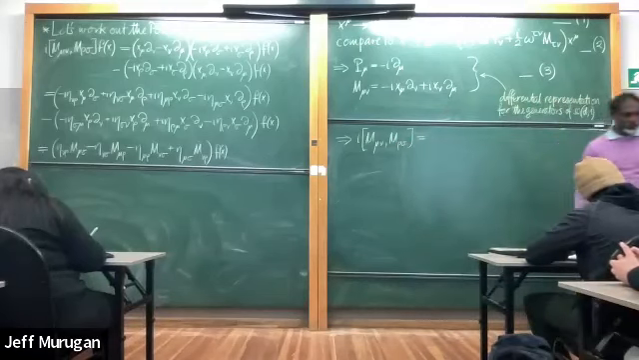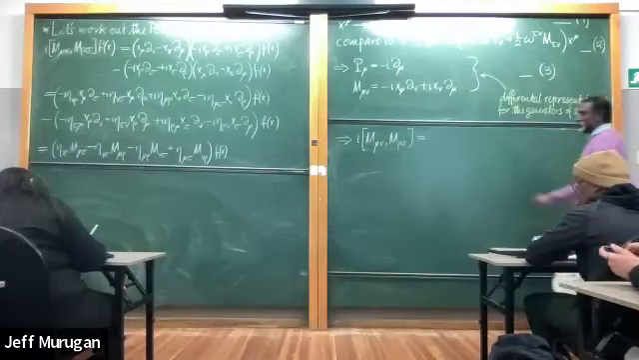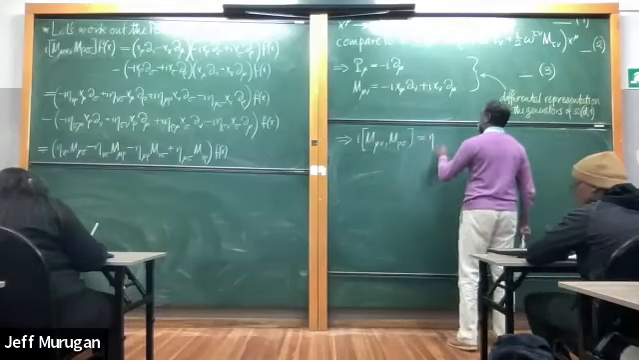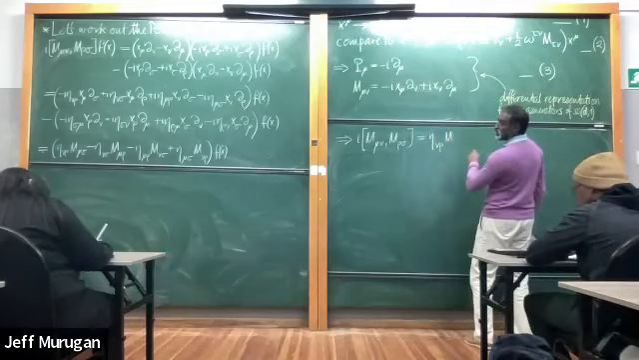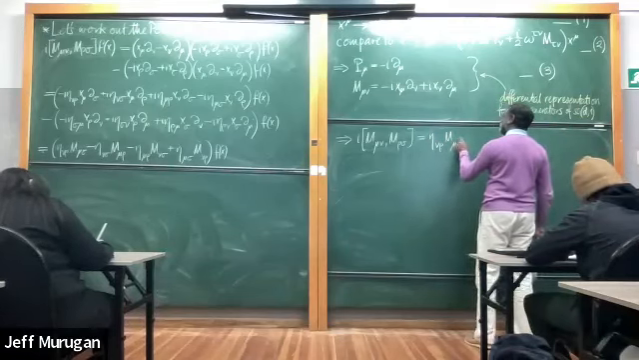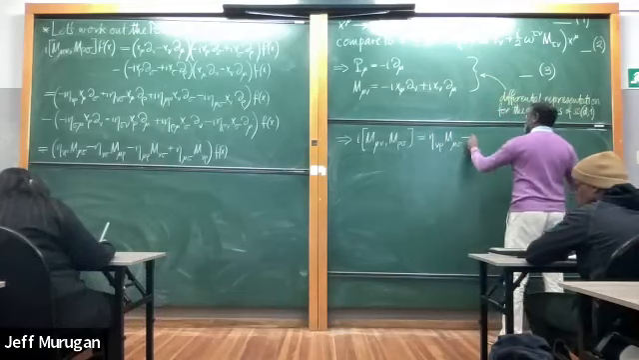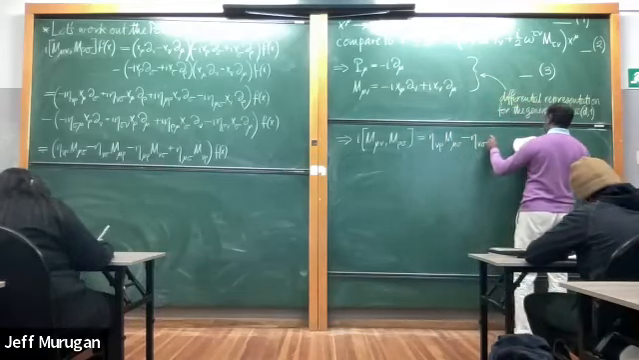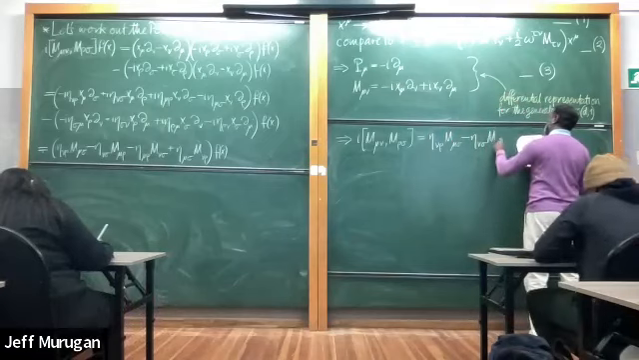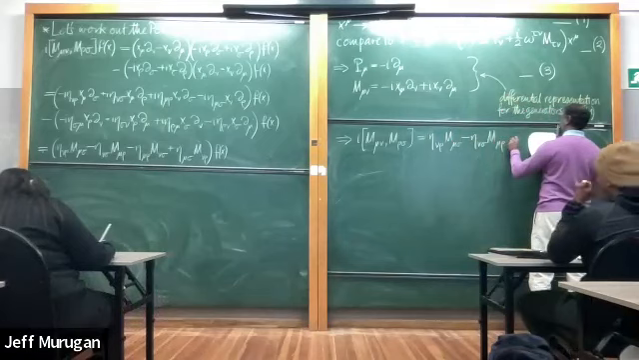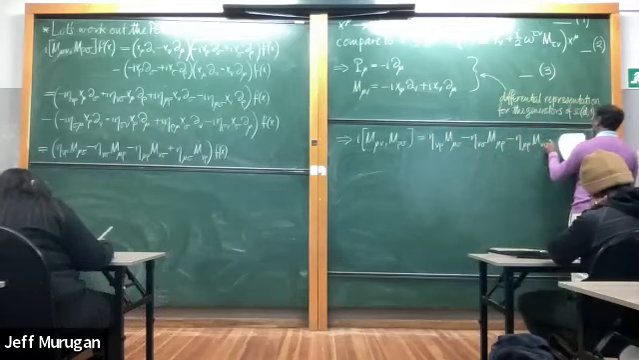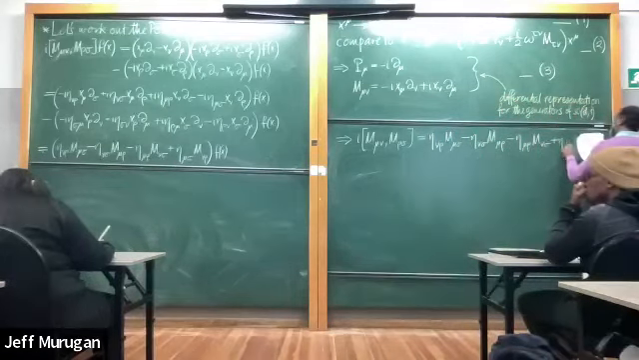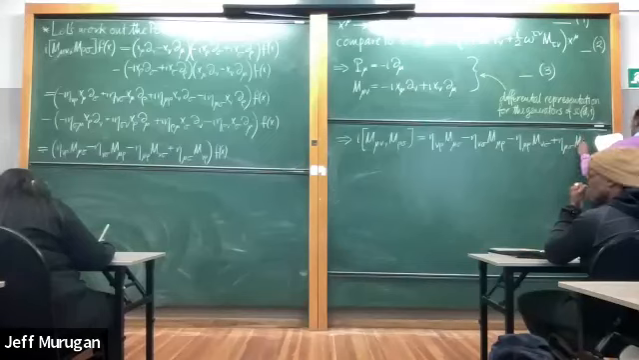The commutator in brackets is eta nu rho M mu sigma minus eta nu sigma M mu rho minus eta mu rho M nu sigma plus eta mu sigma M nu rho.